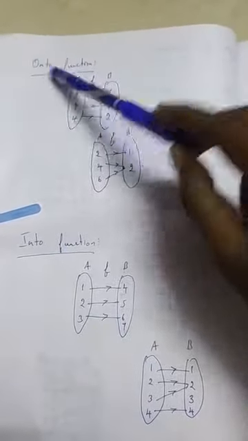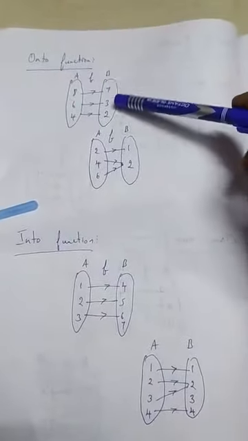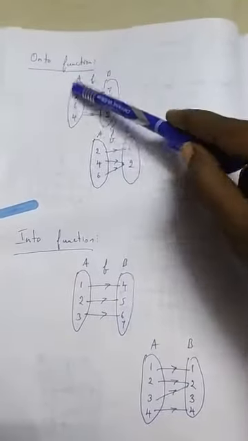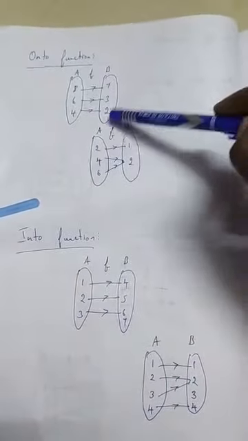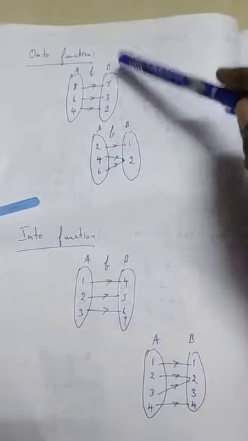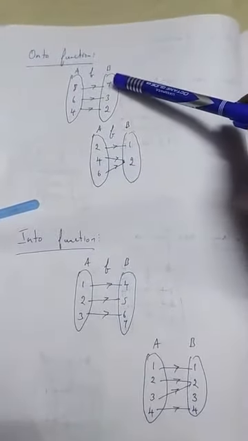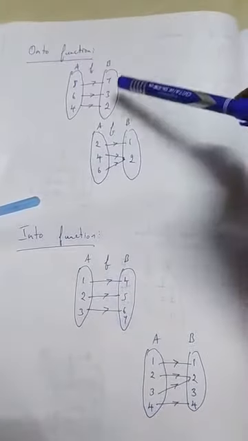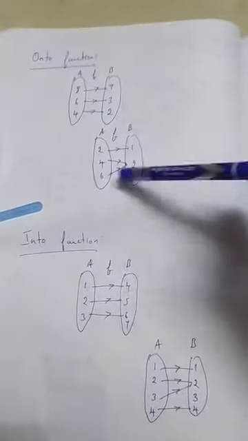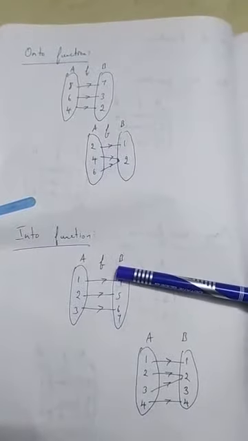And the condition for onto function is all the elements in the codomain. So this one, the first, is the domain. The second one is the codomain. All the elements in the codomain must have a pre-image, right? So now check. 7 has a pre-image, 3 has a pre-image, 2 has a pre-image. Therefore, it is onto function, right?